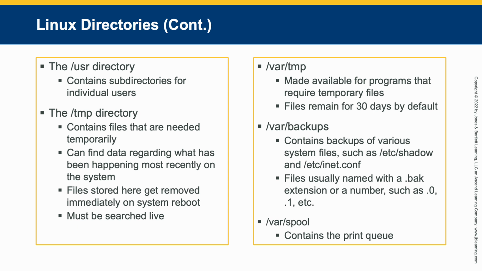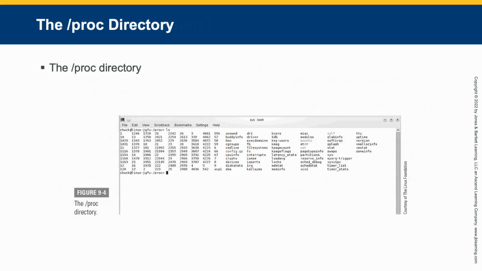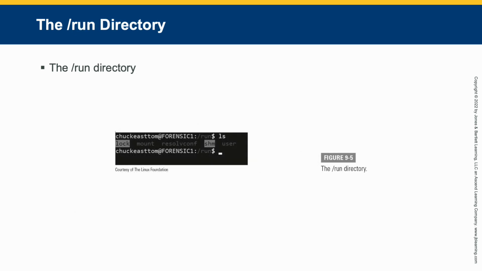/var/backups contains backups for various system files such as /etc/shadow and /etc/init.conf for configuration. Files are usually named with a .bak extension or number such as .0, .1, etc. /var/spool contains the print queue. The proc directory looks like this. The run directory looks like this.